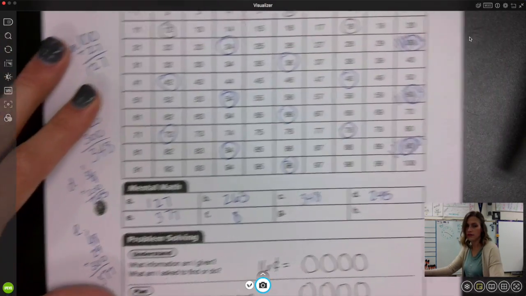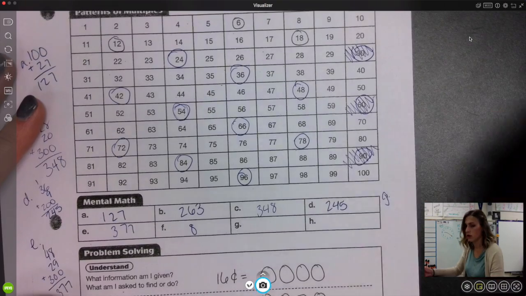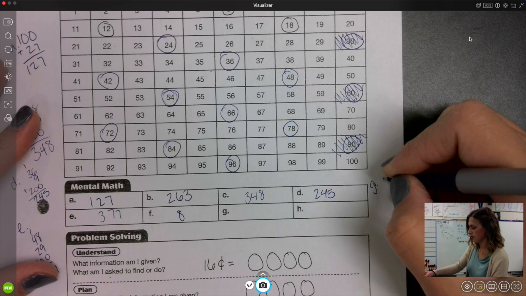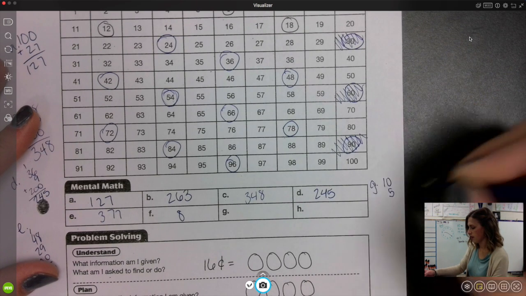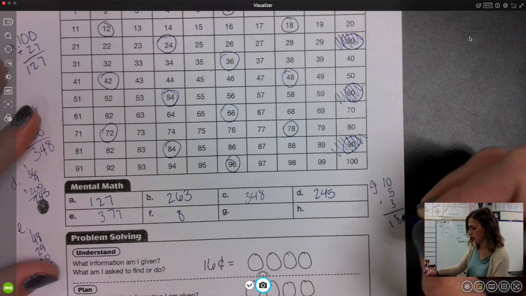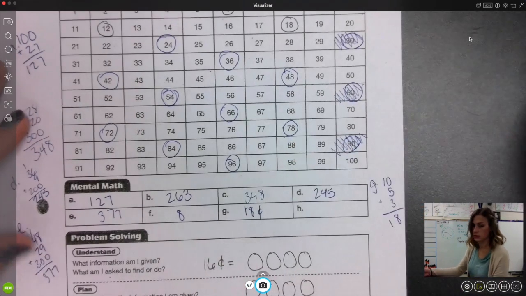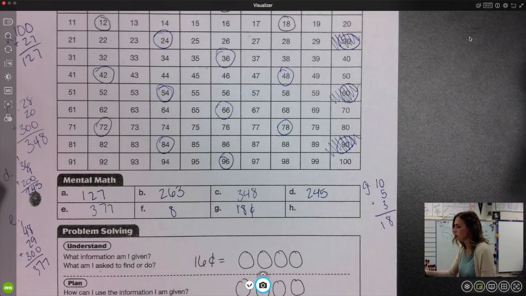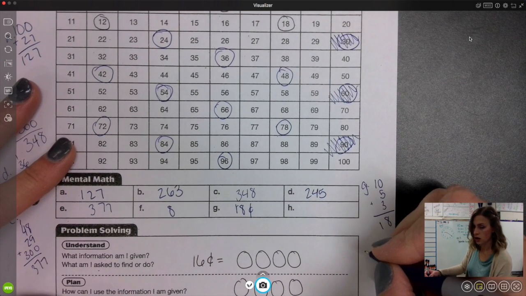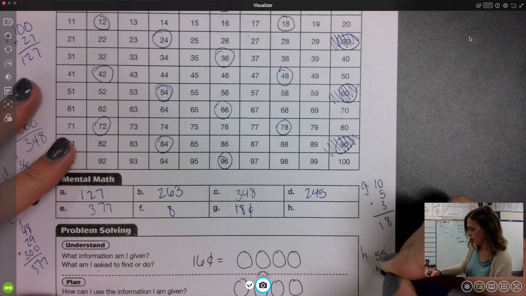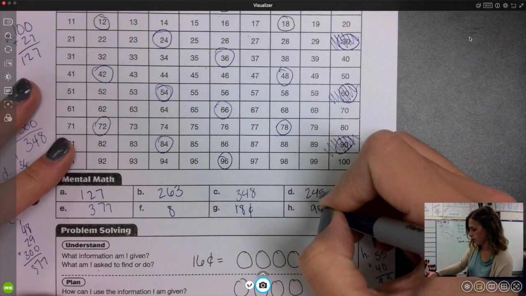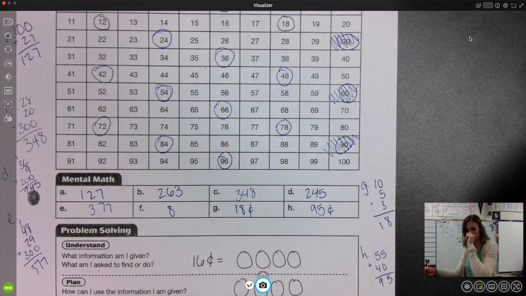G, money. What's the value of 1 dime, 1 nickel, and 3 pennies? Well, 1 dime is 10. 1 nickel is 5, and then 3 pennies is 3. 3 plus 5, we get 8. 1 plus nothing, we get 1. So 18 cents. And then H, what's the total cost of a 55-cent apple and a 40-cent milk? So 55 plus 40 gives us 95. So I get 95 cents.